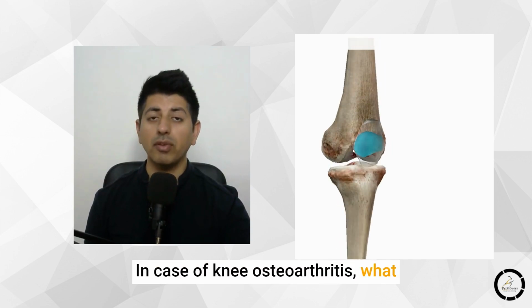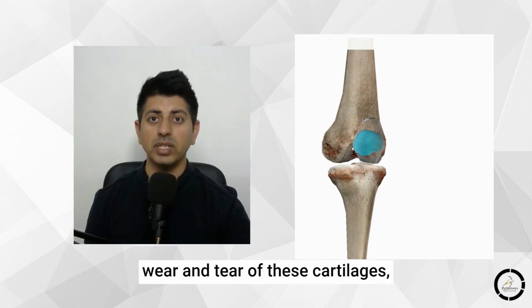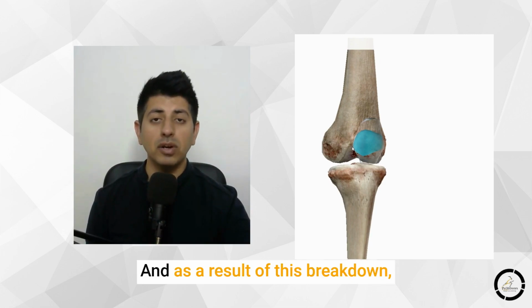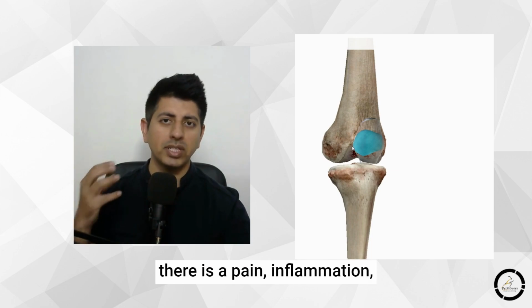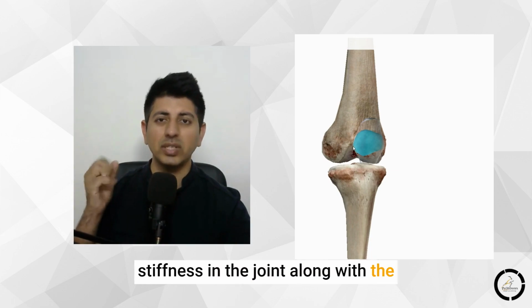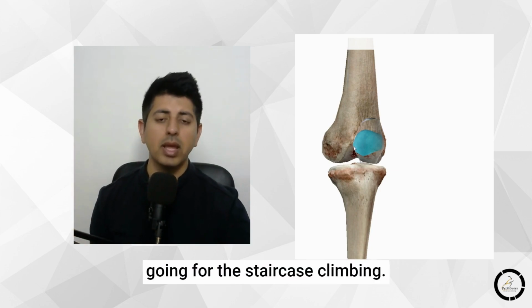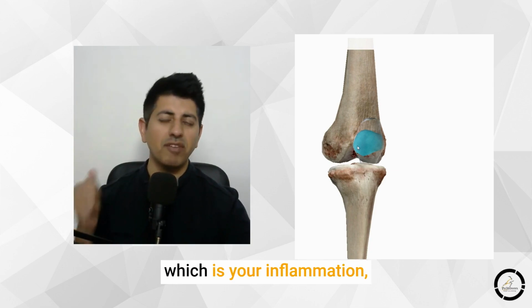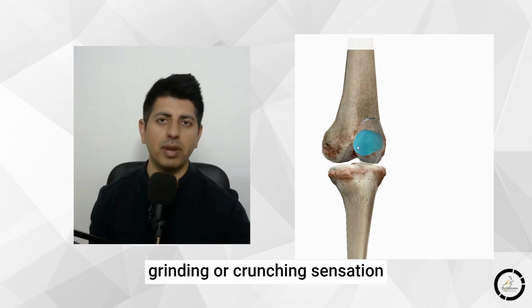In the case of knee osteoarthritis, what is typically happening is there is wear and tear of this cartilage, which covers and provides a cushion to these joint surfaces. As a result of this breakdown, there is pain, inflammation, and stiffness in the joint, along with a crunching or grinding sensation that comes when you walk or climb stairs. So these are the typical symptoms of osteoarthritis: inflammation, pain, stiffness, along with the grinding or crunching sensation in the knee.